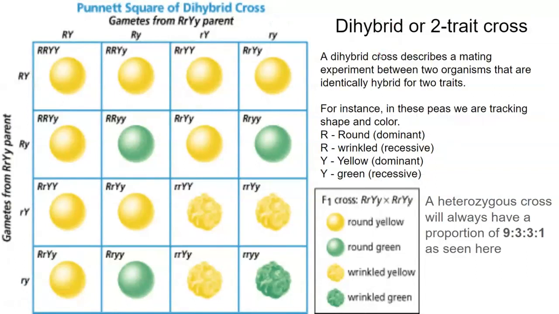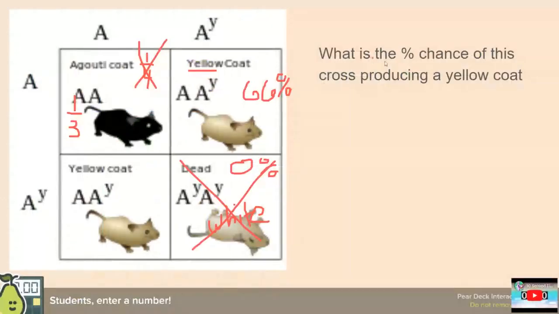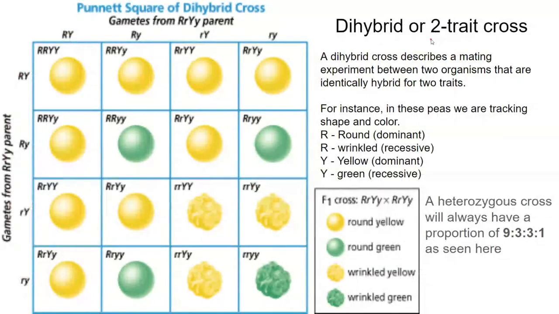Now, let's talk about dihybrid crosses. So far, we've only talked about a single cross or one allele. We're focusing on one allele at a time. So the Punnett square has 4 squares. But if I'm tracking 2 traits at the same time, my Punnett square will end up with 16 squares. So in this case, I'm looking at round versus wrinkled. So one trait is the shape. And I'm looking at the color, yellow versus green.